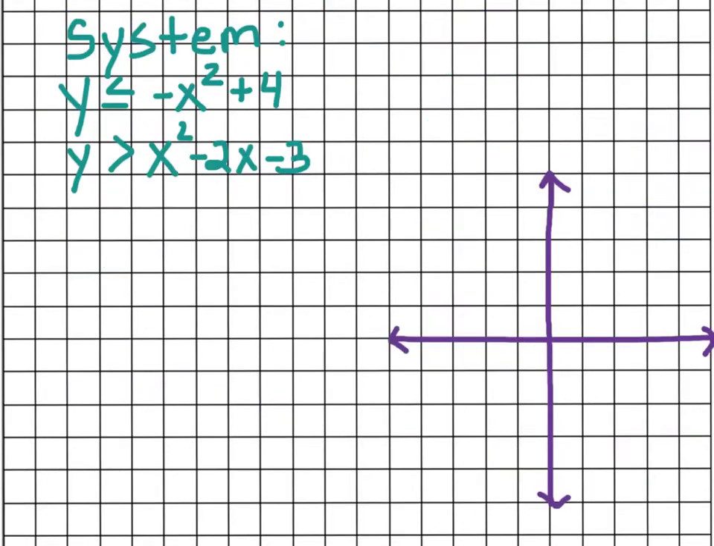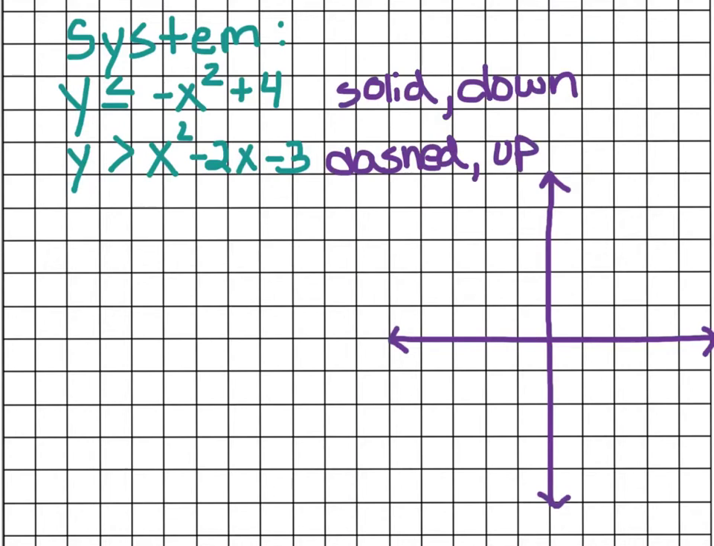Okay, and now for this last example, we're going to graph a system of quadratic inequalities. That just means we have more than one. This first one is going to be solid because it's less than or equal to, and we will shade down. The second one is going to be dashed, and it's greater than, so we will shade up.